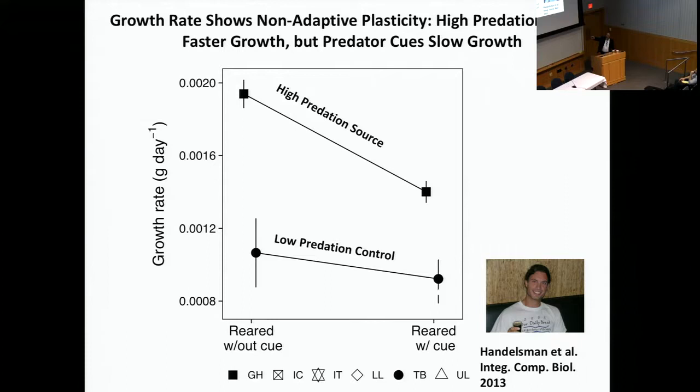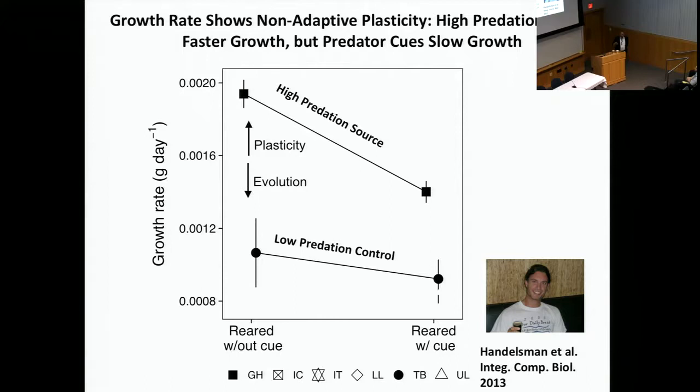So if you take the source population and you compare it to the low predation control, much faster growth rate. But if you take away the cue, and so essentially you move the high predation fish and mimic the low predation environment, it actually grows faster. Sorry, I think I went the other way. If you take away the cue, it grows, let's see. Here we go. Okay, so when you rear without the cue, they grow fast. So this is a plastic response. So plasticity makes them grow even faster. But the evolutionary response is to grow slower. So here's an example where plasticity and evolution run counter to one another. So this would be non-adaptive or counter-gradient. The plastic response is to grow fast, the evolutionary response is to grow slow.